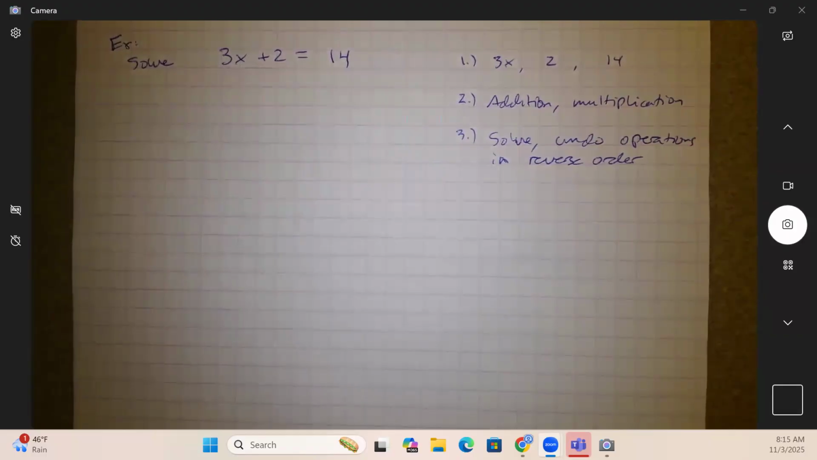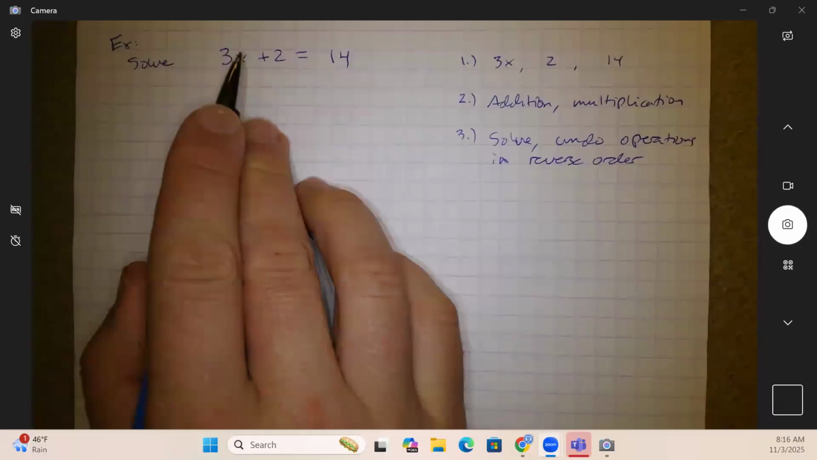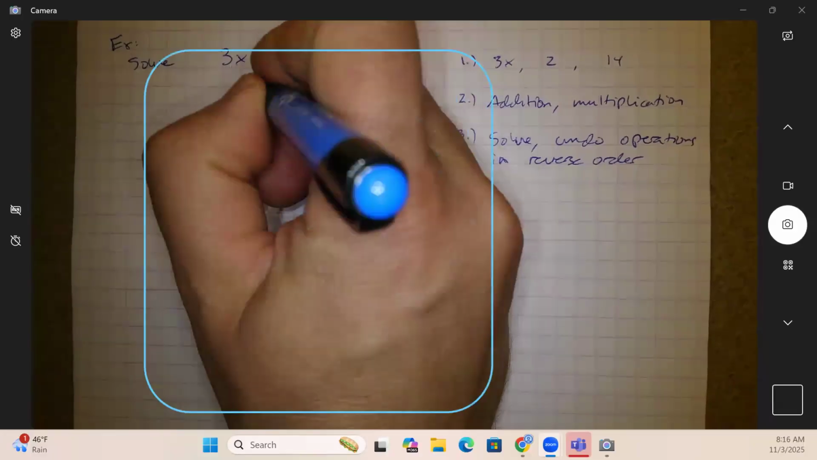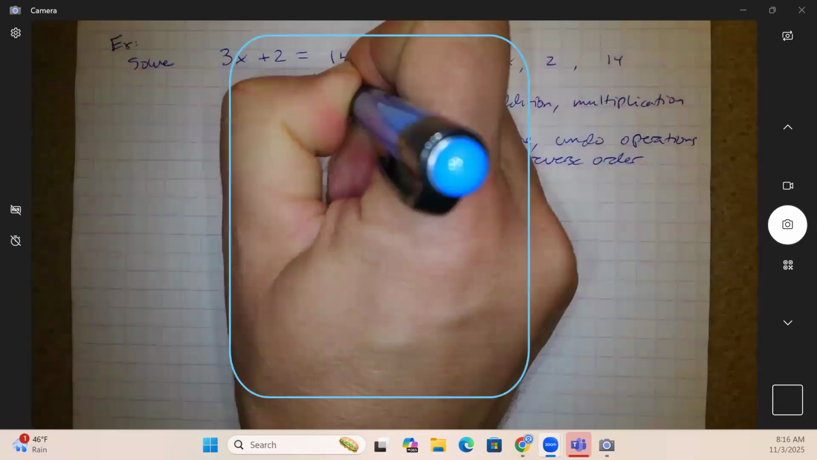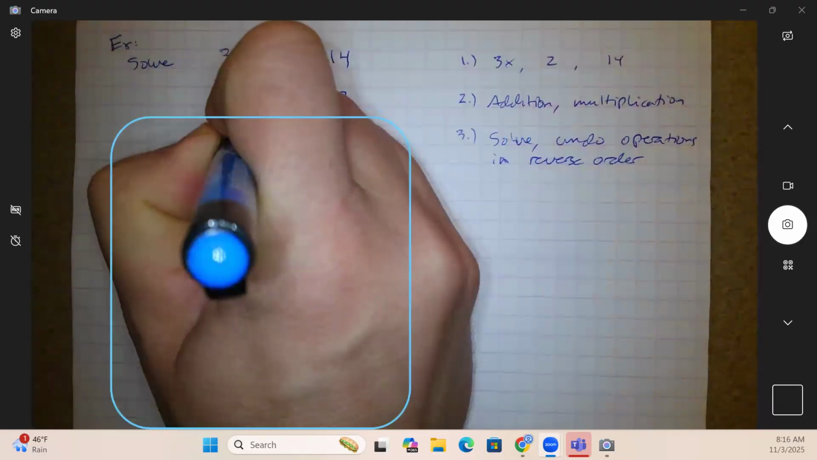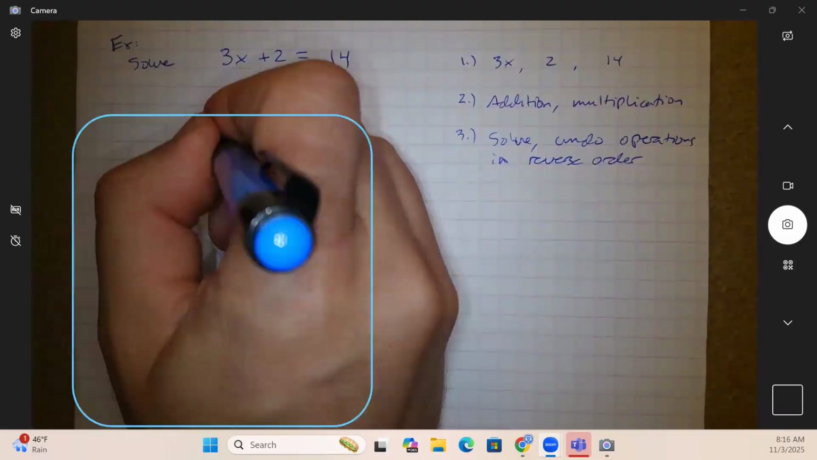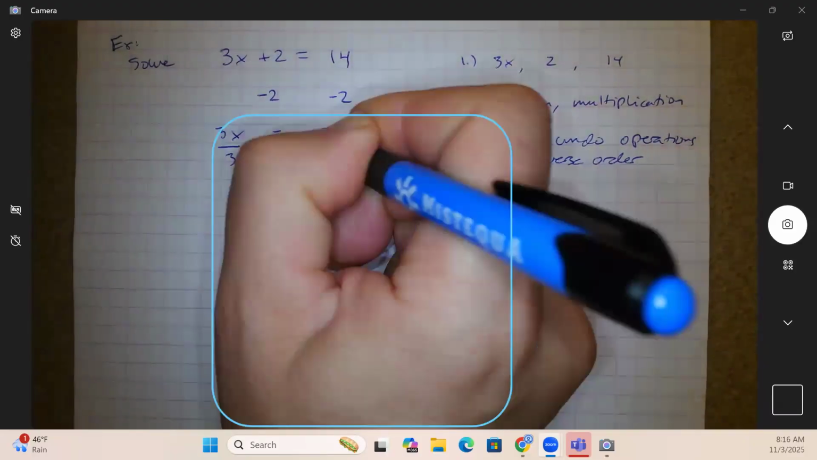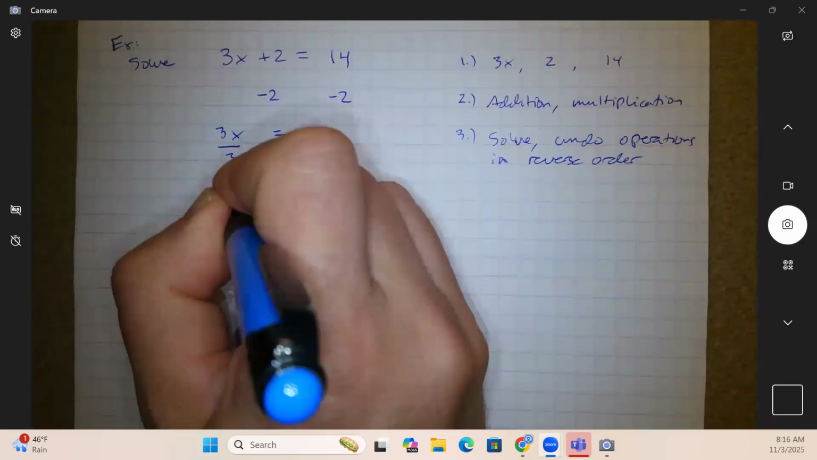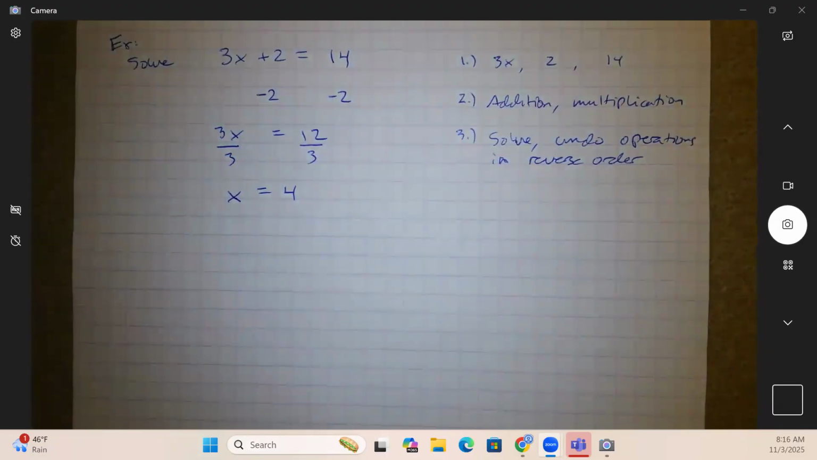And so now that we have seen what we're trying to do, you can find the section in your book that shows you how to solve multi-step equations, or look up in your notes, or practice it enough so that you remind yourself of the steps. First we want to isolate the x, so we'll subtract 2 from both sides and get 3x equals 12. Then divide both sides by 3 to get x all by itself, and we get x equals 4.